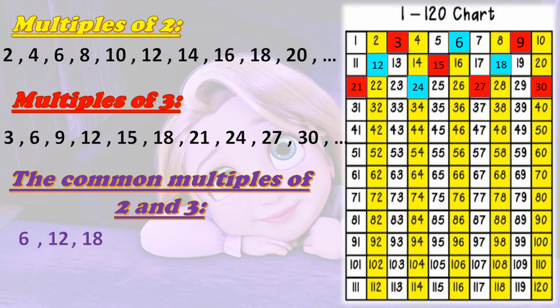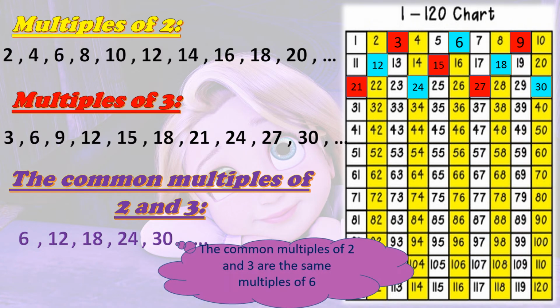24 also I have it common multiples between 2 and 3. 30 also common multiple between 2 and 3, and so on. So I have here multiples. The common multiples of 2 and 3 is 6, 12, 18, 24, 30, and so on.